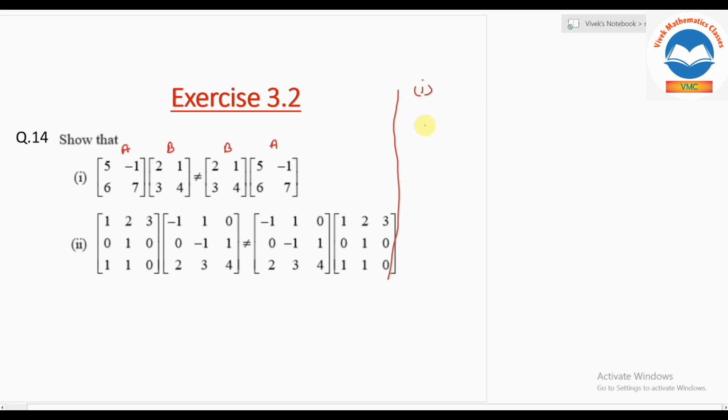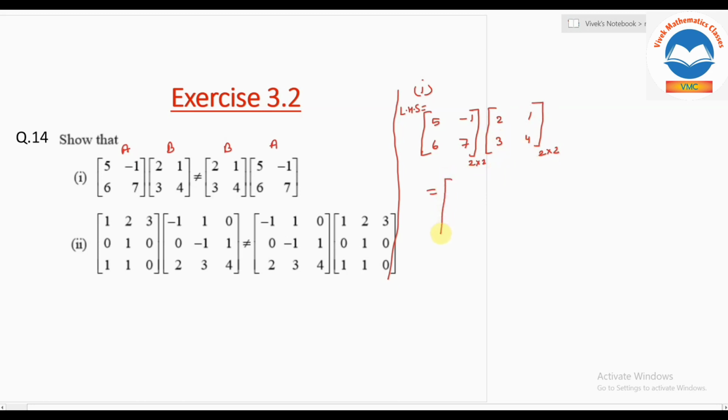For the first part, we will take the LHS first. In this we have given 2 cross 2 matrices: 5, minus 1, 6 and 7. The second one is 2, 1, 3, 4. So we will multiply these and write it here. What will be the product? Since the order is 2 cross 2 for both, the resultant matrix will also have 2 cross 2 order.